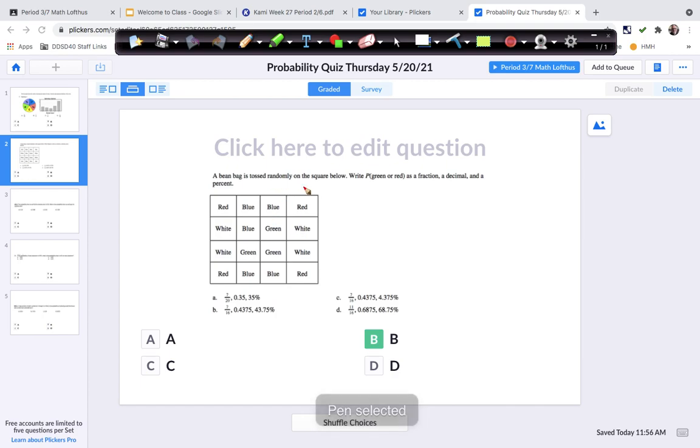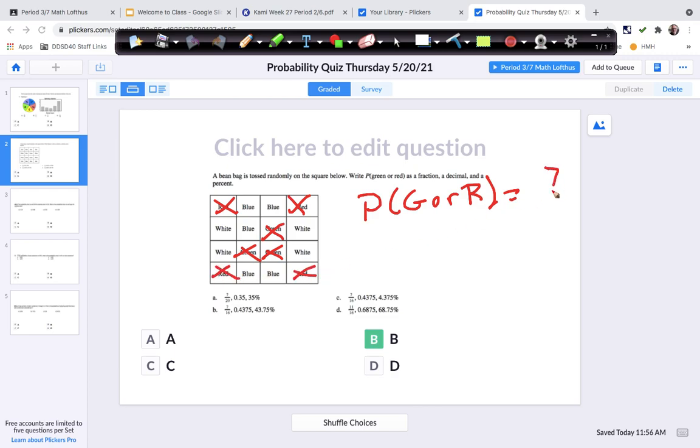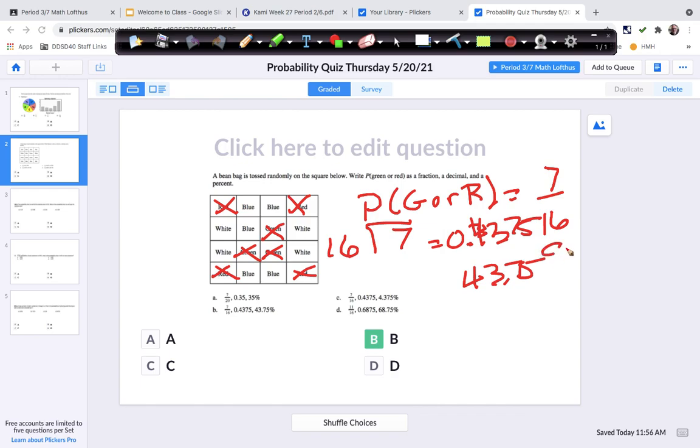If a beanbag is tossed randomly on the square below, what's the probability of green or red? There's 1, 2, 3, 4, 5, 6, 7. 7 winners and 16 altogether. If I do 7 divided by 16, that's going to equal 0.4375 or 43.75%. That was B right there.